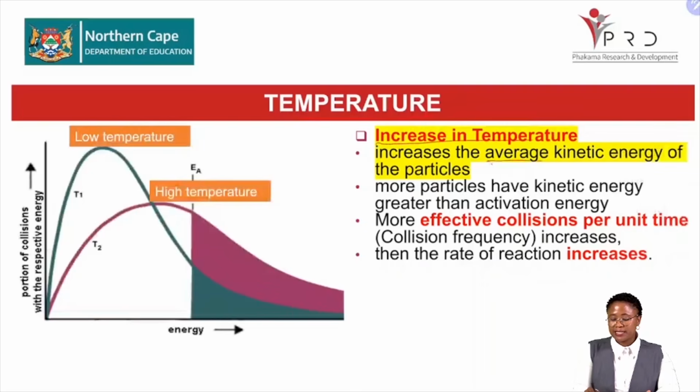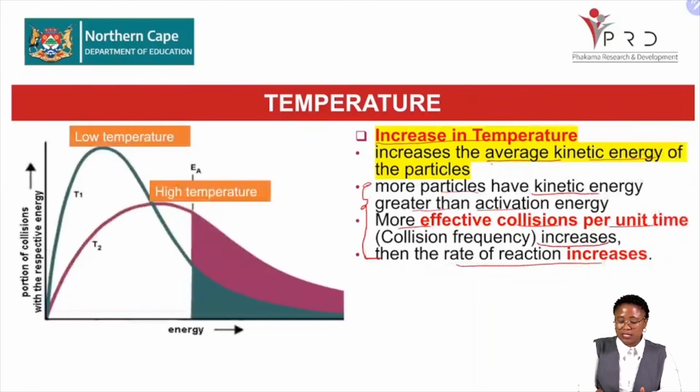It will increase the average kinetic energy of the particles, and then more particles will have enough energy that is greater than or equal to the activation energy, and more effective collisions per unit time. The effective collisions per unit time will do what? Will increase, and then we say the rate of reaction will also increase. Remember what I said? The last points, these bullet points, are always the same. What will be different is which factor you are increasing or decreasing. I hope you guys are still with me.